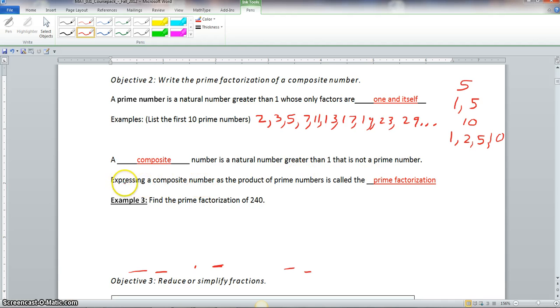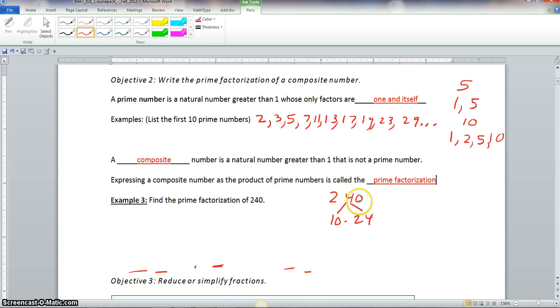Now, if we wanted to write this composite number with only prime factors, this is called prime factorization, which we will go through here. Now we have the number 240. We want to write 240 with all prime numbers. So let's break this up. We know 2 factors of 240 are 10 times 24.